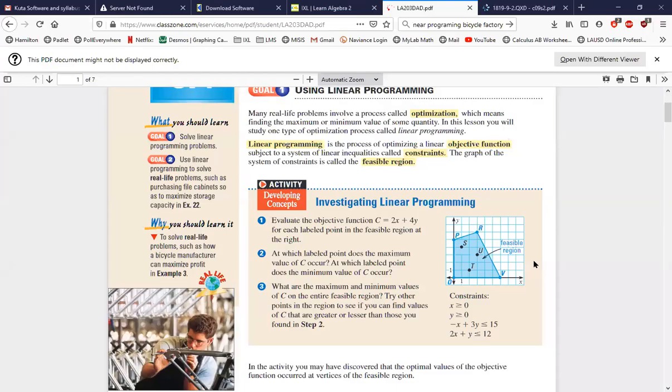So when we're investigating linear programming, we are bound by a feasible region by lines called constraints. P to R is a constraint, R to V is a constraint, O to V is a constraint, and O to P is a constraint. Right now, please copy this graph onto your notes.